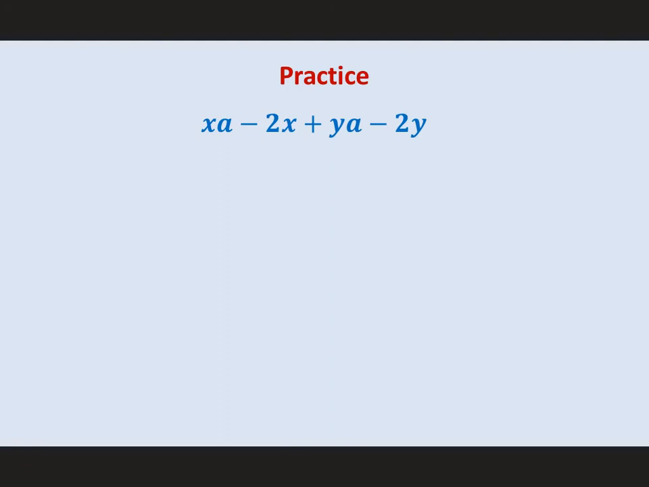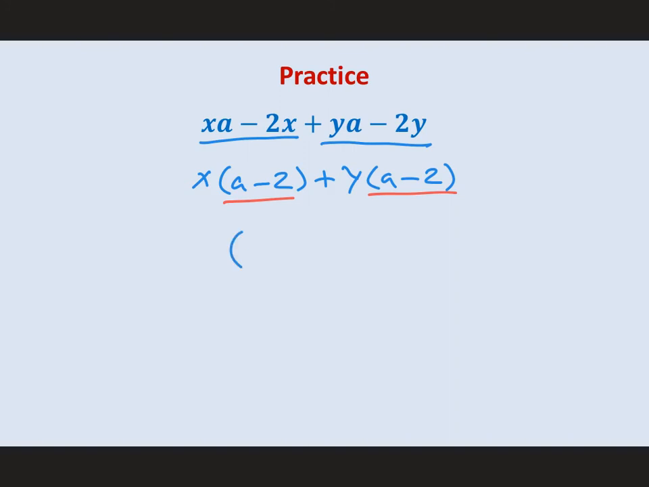All right, so this one was a little different because it doesn't have a squared, but we can still do grouping. You take your first 2 and your second 2. The common factor from your first two is x, leaving you with a minus 2. The common factor from the second two is a y, leaving you with an a minus 2. Hey, look, these both have an a minus 2, so we can pull that out in a parentheses, a minus 2.